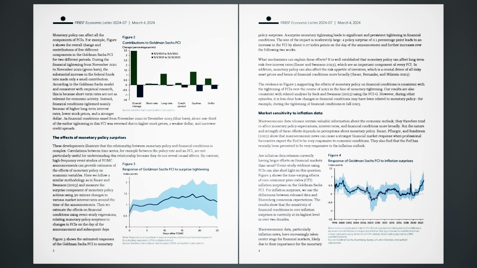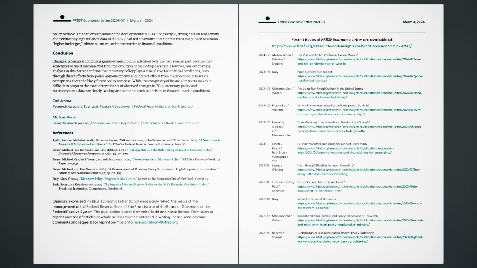over 2 decades. Macroeconomic data, particularly inflation news, have increasingly taken center stage for financial markets, likely due to their importance for the monetary policy outlook. This can explain some of the developments in FCIs. For example, strong data on real activity and persistently high inflation data in fall 2023 had fed a narrative that interest rates might need to remain higher for longer, which in turn caused more restrictive financial conditions.